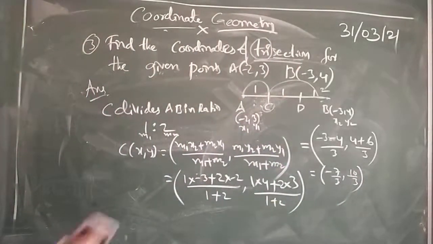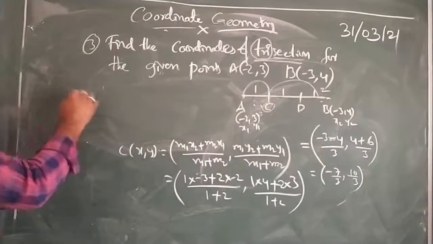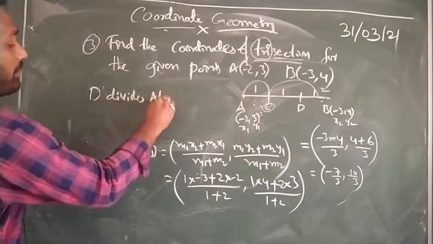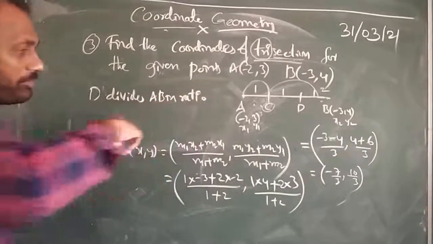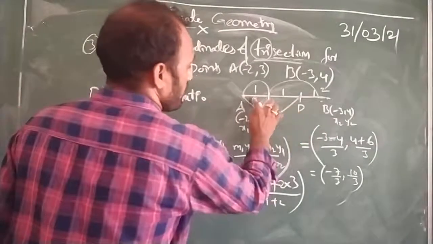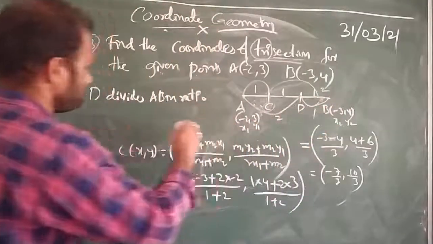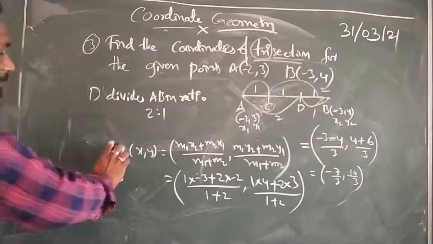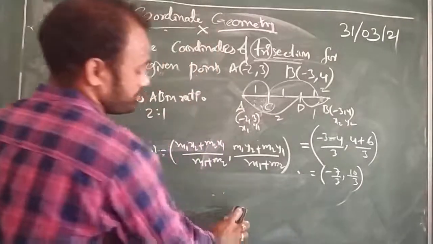Similarly, we are going to find out the D point. Now see here how to find the D point. D divides AB in what ratio? D divides AB in the ratio: A to D is 1 plus 1 which is 2 parts, from D to B is 1 part. So 2 is to 1. D divides AB in the ratio 2 is to 1. So by using the same section formula, with D instead of C, let me substitute the values.